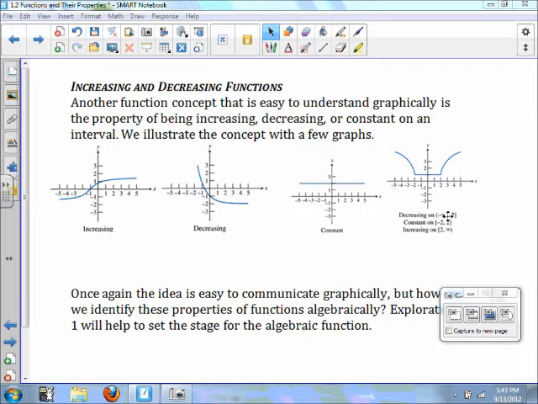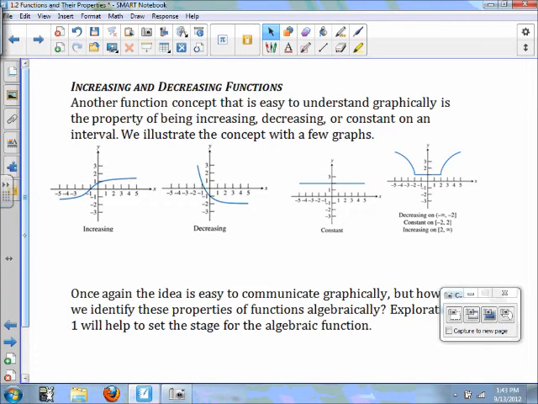So, another function concept that's easy to understand graphically is the property of being increasing, decreasing, or constant on an interval. We illustrate the concept with a few graphs. If we look at the one on the left, it's always increasing here. It's always moving up from left to right. As you look at the second graph, it is always going down from left to right. The third graph is always going to stay constant. It's neither moving up nor down.